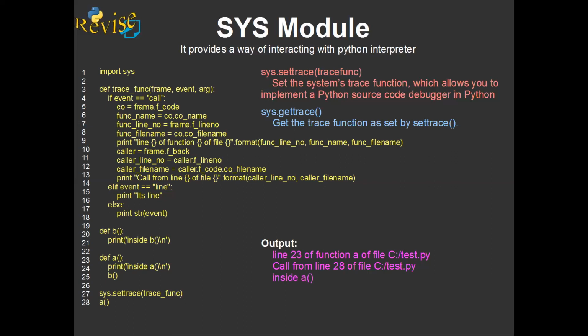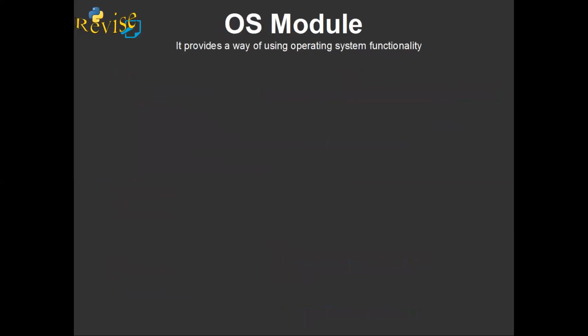Then it goes inside function A, prints inside A. Now after inside A, on line 25, we're calling B. So at line 19, B is called, from line 25. That gets printed, and then it prints inside B. So this is how the trace of all calls is printed. This is how you can set a trace function and implement a debugger in your code in the sys module.